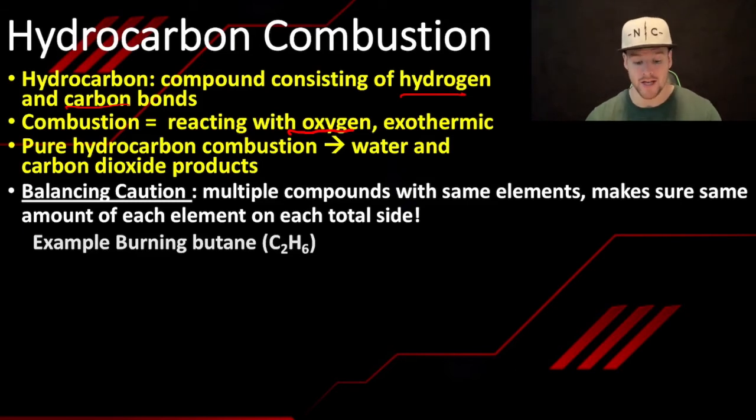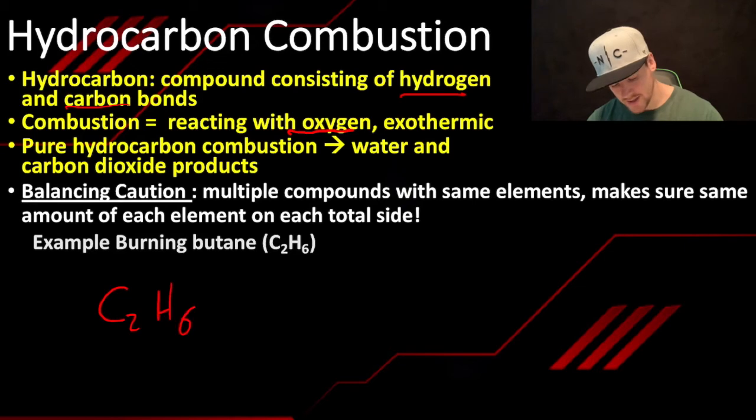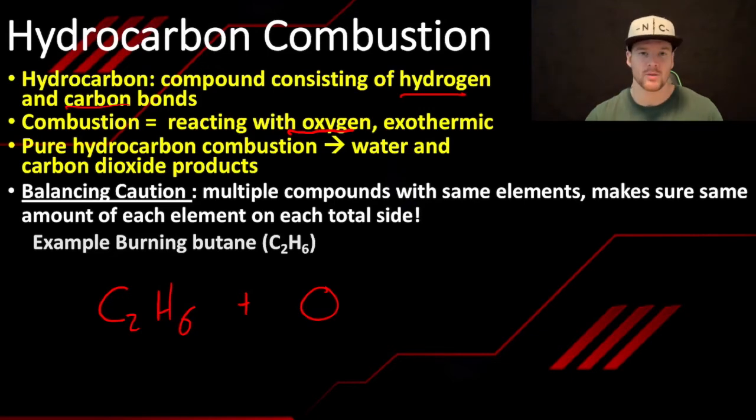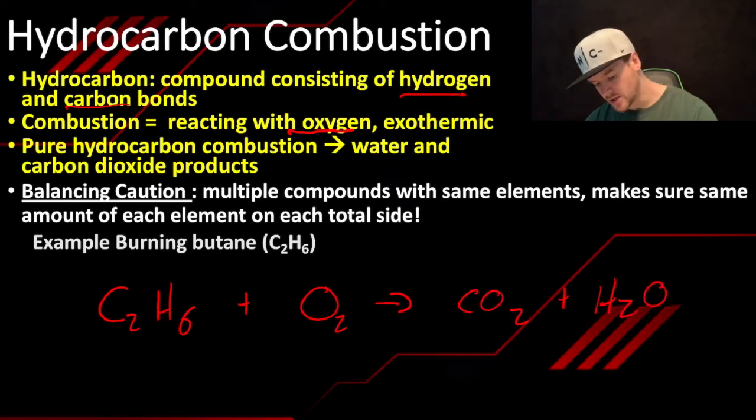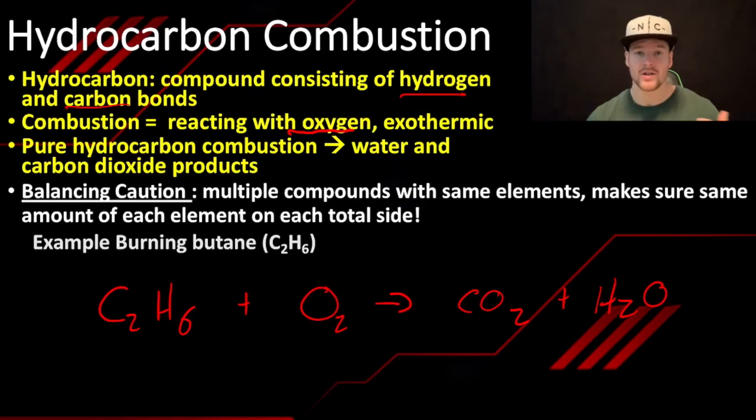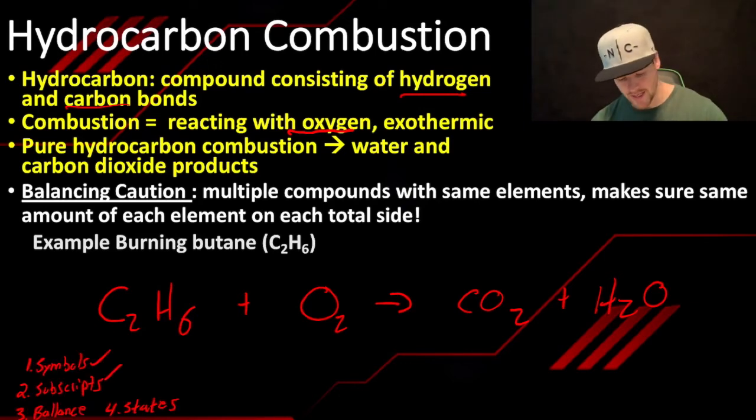Let's say you burn butane, which is C2H6, okay? So it's a hydrocarbon, it's got C's and H's. I write C2H6. We have to know that burning is reacting with oxygen, so I get plus O. I'm going to do the subscripts right now. As you saw from the other examples, O exists as O2, and it's going to produce CO2 and H2O. So I've got the symbols and the subscripts already done. So let's check those off, symbols and subscripts.